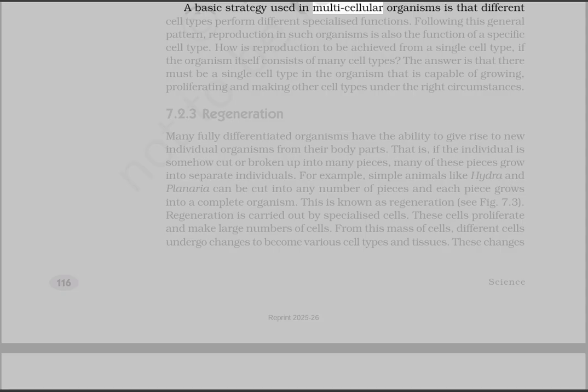A basic strategy used in multicellular organisms is that different cell types perform different specialized functions. Following this general pattern, reproduction in such organisms is also the function of a specific cell type. How is reproduction to be achieved from a single cell type, if the organism itself consists of many cell types? The answer is that there must be a single cell type in the organism that is capable of growing, proliferating and making other cell types under the right circumstances.